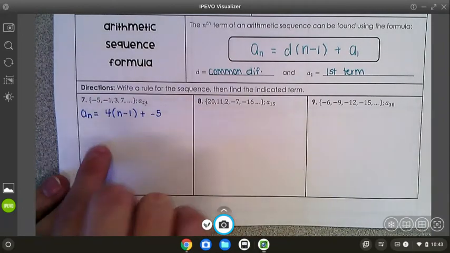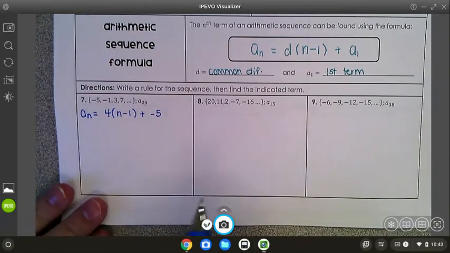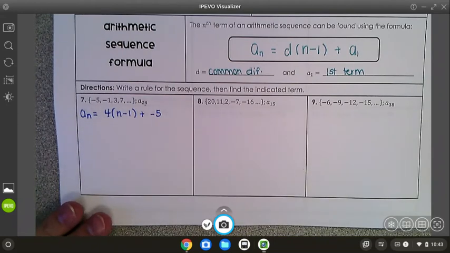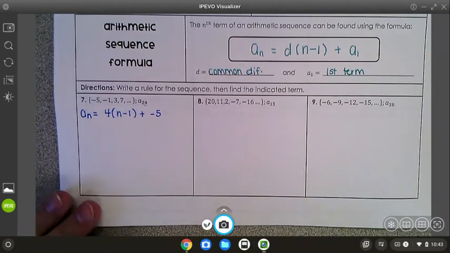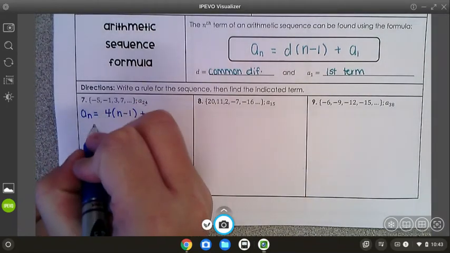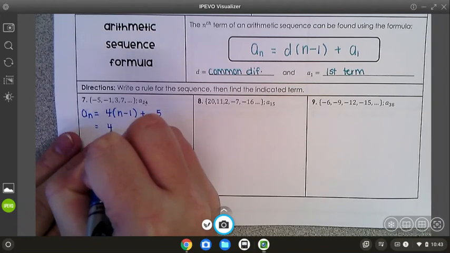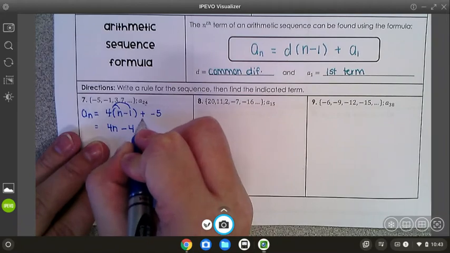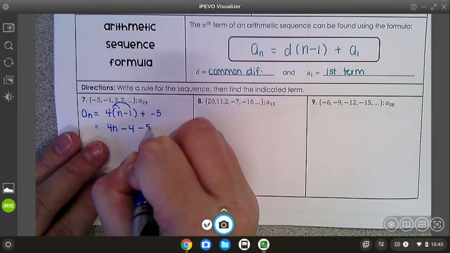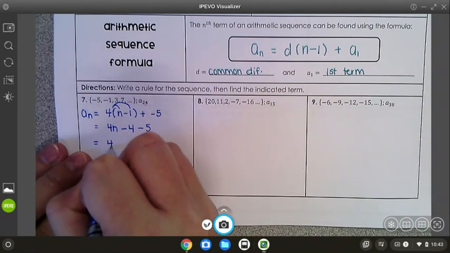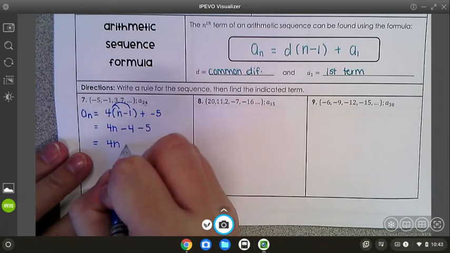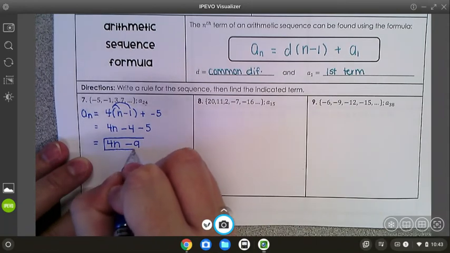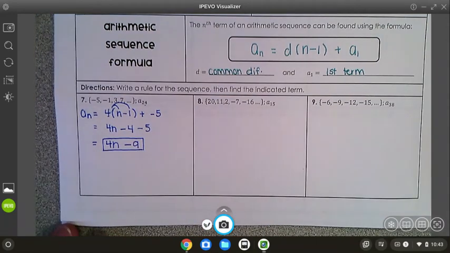Technically, this is not wrong, but I expect in advanced algebra 2 for you to be able to simplify this, meaning distribute the 4. So an equals, this would be 4n minus 4. So if we distribute the 4, and then a plus negative is really just minus 5. So this is 4n minus 9. And this is your rule or your explicit formula.